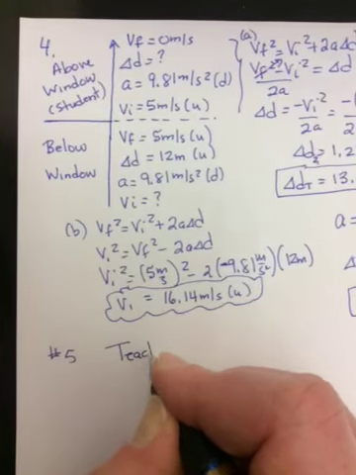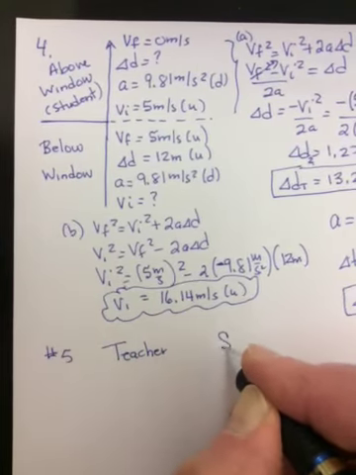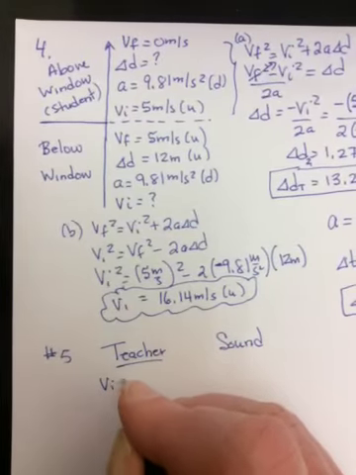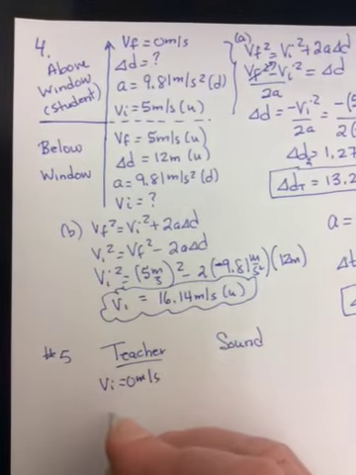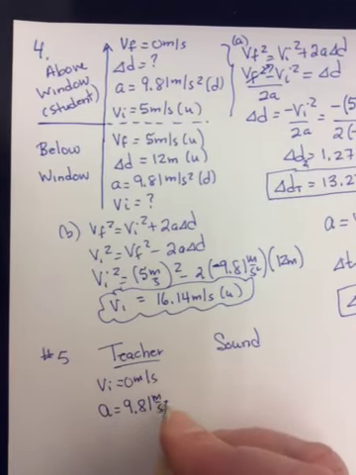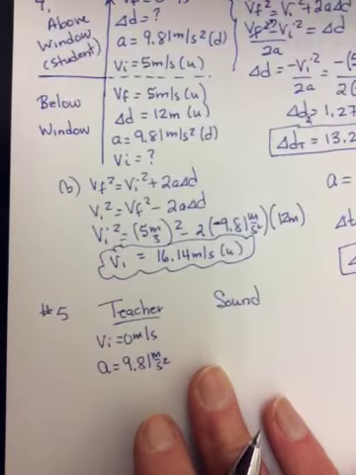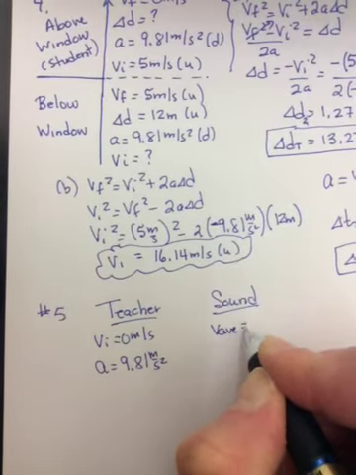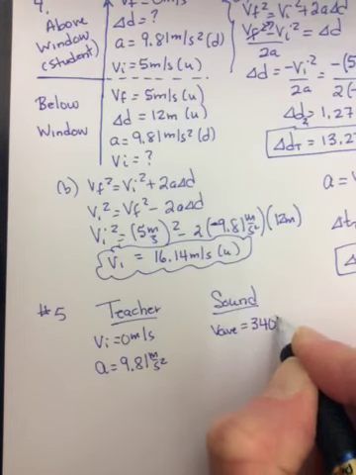So 2 parts, teacher, sound. Teacher falls from rest, VI is 0. A is 9.81 meters per second squared. Sound, VAV. Don't worry, this is not a quadratic.